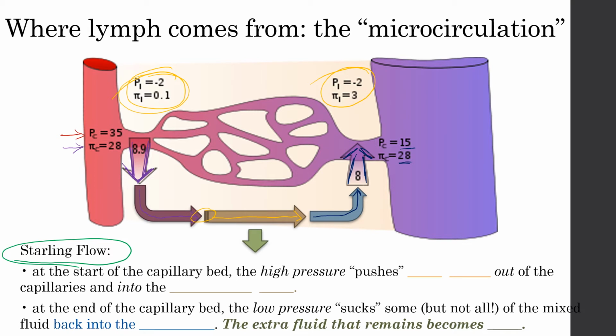Now you'll notice 8 is not the same as 8.9. So we have a different driving force pushing blood back into the capillary than we had pulling it out in the first place. And because of that, we end up with a little bit of excess.